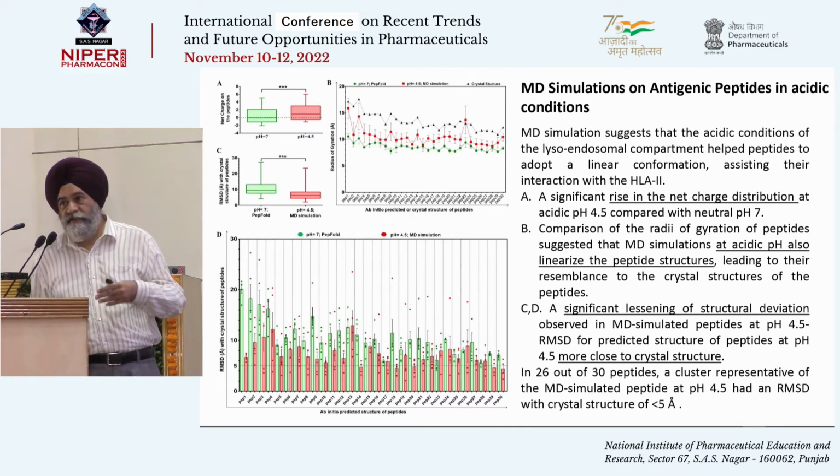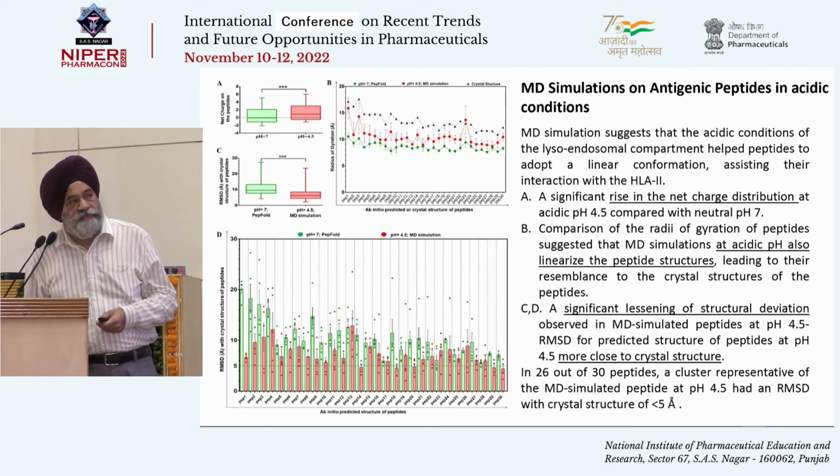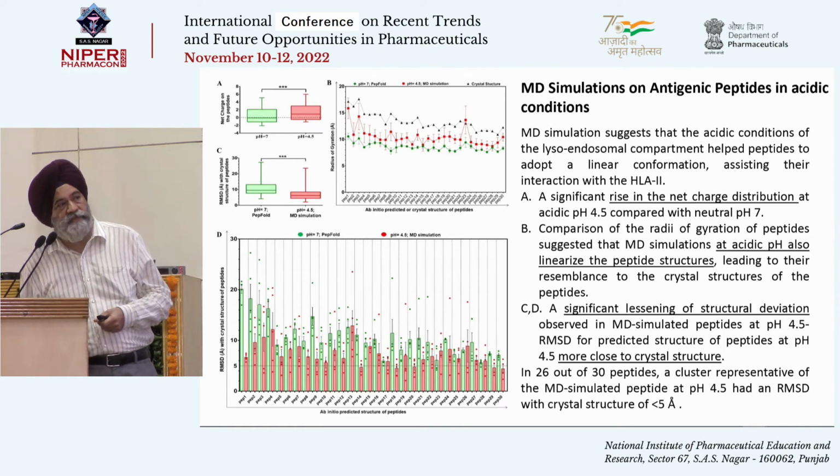Ideally we should be able to get the structure as close to the crystal structure as possible. By MD simulation, what we found is the structure is very close to the crystal structure. The PepFold one was not near to that. So in 26 out of 30, a cluster representative of the MD simulated peptide at this pH had an RMSD with the crystal structure of less than 5 angstrom. There are certain variations in that, but the backbone fold remains the same.